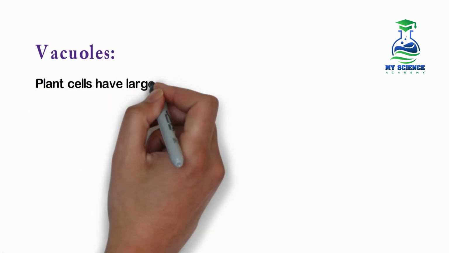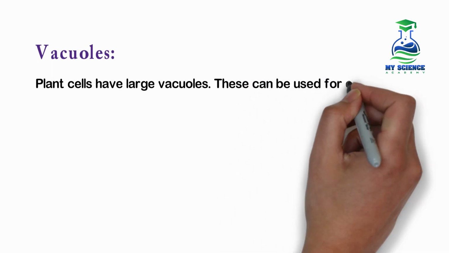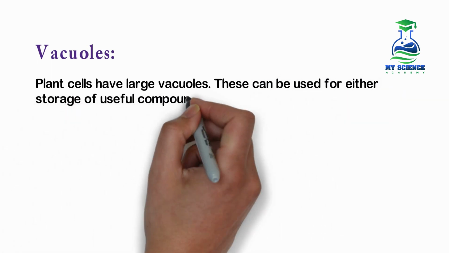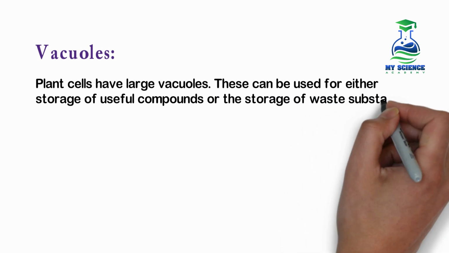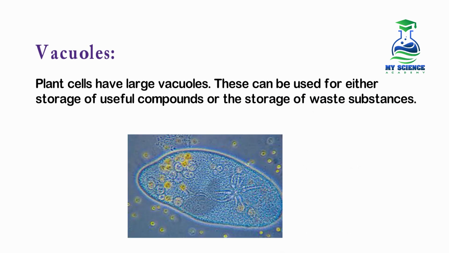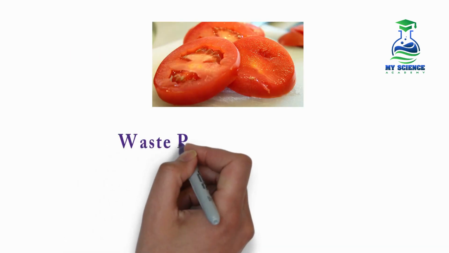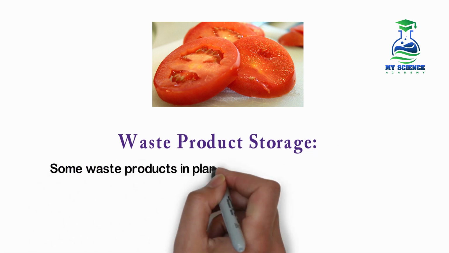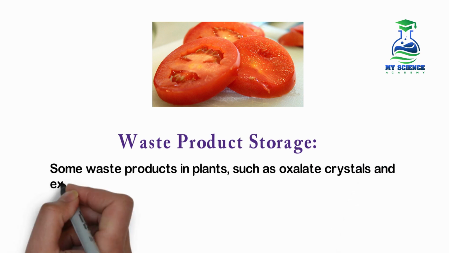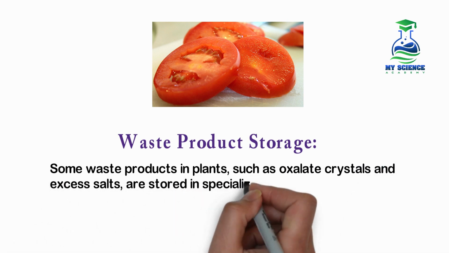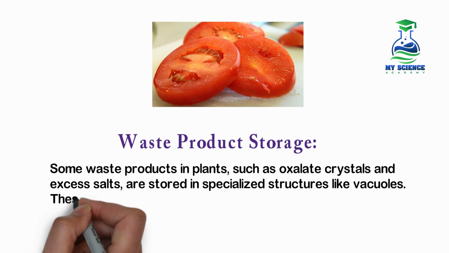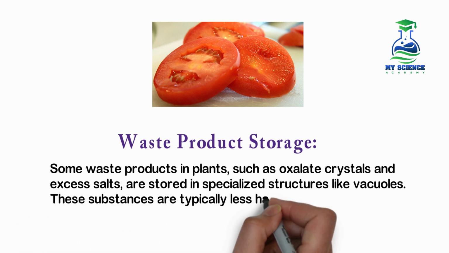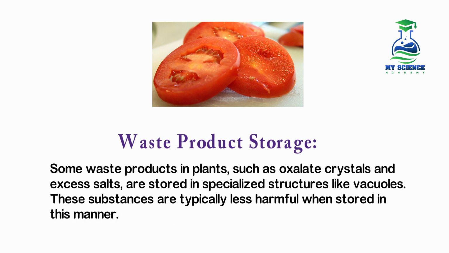Then this is the excretion through vacuoles. Plant cells have large vacuoles. These can be used for either storage of useful compounds or the storage of waste substances. Here is the diagram of a vacuole showing the storage of these compounds. There is another example of the storage of oxalate in tomatoes. Some waste products in plants such as oxalate crystals and excess salts are stored in specialized structures like vacuoles. These substances are typically less harmful when stored in this manner.